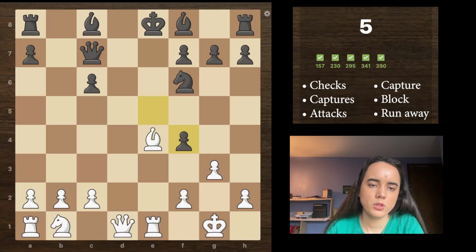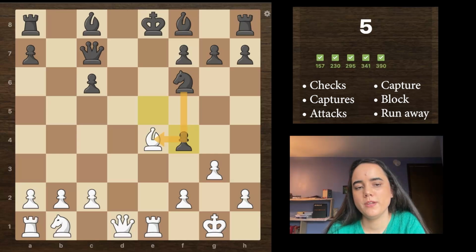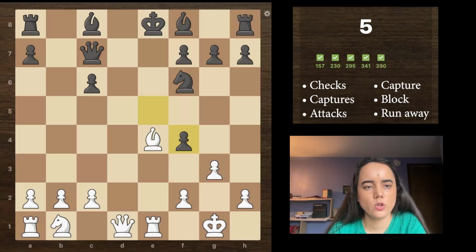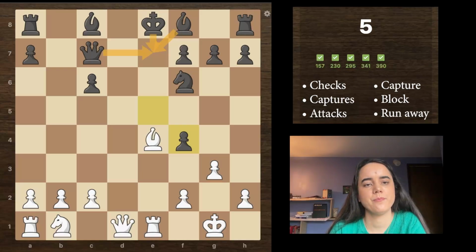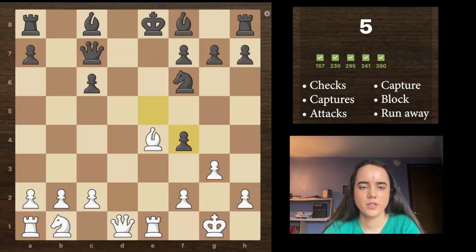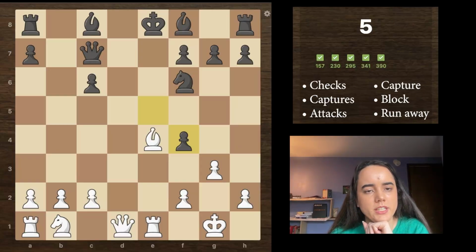So he can block here. And if he does that, we can simply take because it's not defended. He can also block here. In this case, we can't take it because it is defended by the queen and the king. Okay, so we're not able to take the piece if it's blocked here.